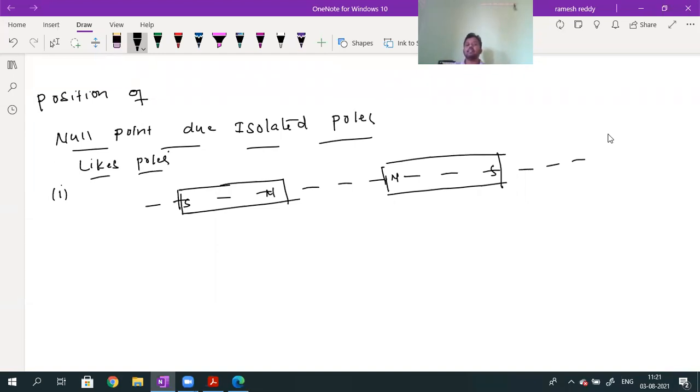When I consider this as the center of the first bar magnet and this as the center of the second bar magnet, the distance between the centers of these two bar magnets will be equal to d. Now let me consider one point P at a distance x from the first bar magnet. The distance of the point P from the second bar magnet will become d minus x.